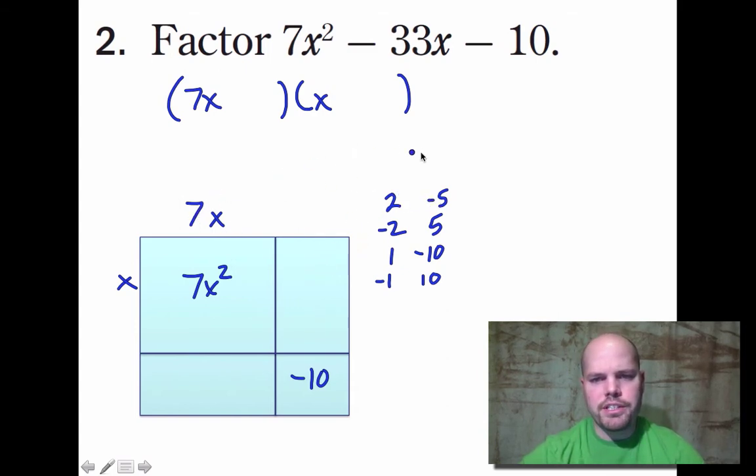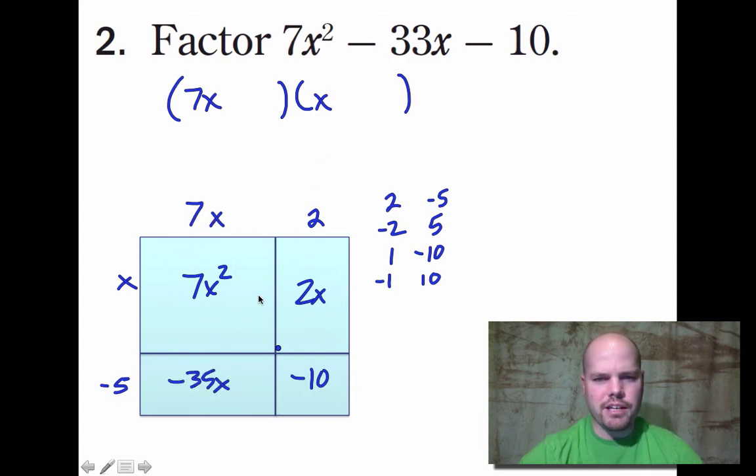Well, I know that 7 times negative 5 is negative 35, and then x times 2. So that's going to give us the negative 33. So the minus 5 needs to be opposite of the 7, so it needs to be down here. It should be x minus 5, and over here should be 7x plus 2. Because this is 2 by x, and this is 7x by negative 5, so it's negative 35x.